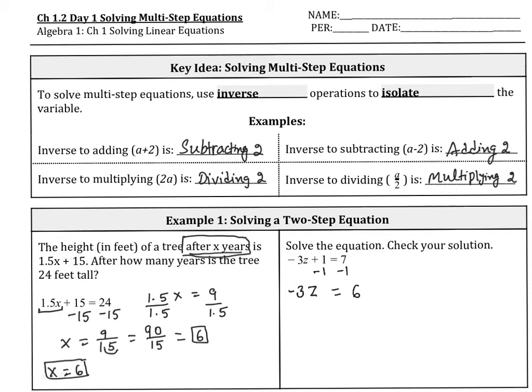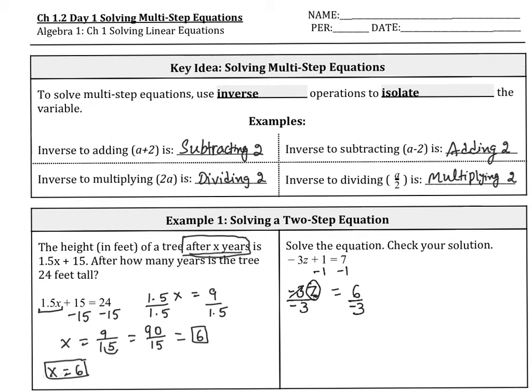Now to isolate this z, you're going to remove the negative 3 from the front of it. You have to see what is the relation of negative 3 and z. Negative 3 times z equals 6. And we know that the inverse operation of multiplication is division. So we are going to divide by negative 3 on both sides.